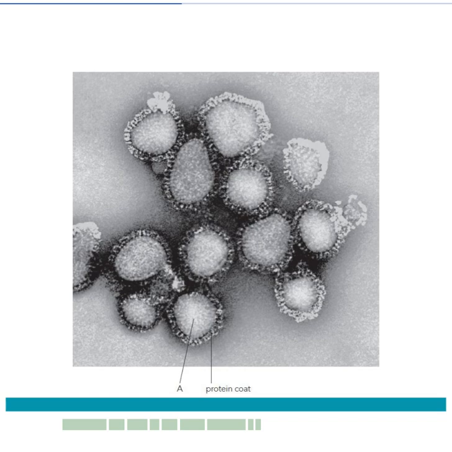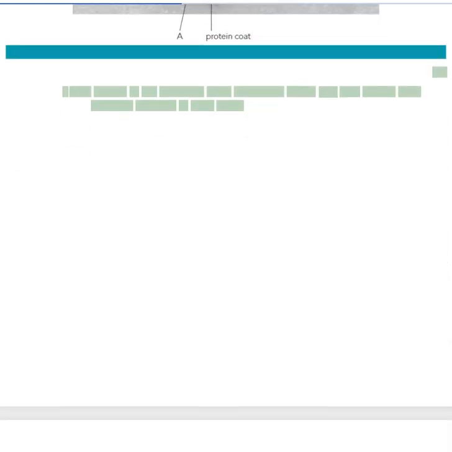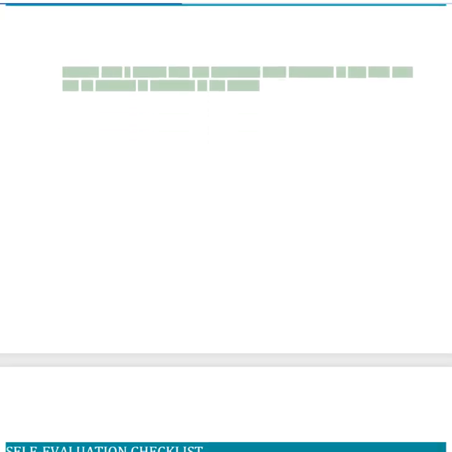A. Identify the part of the virus labeled A. B. New strains of the influenza virus frequently occur. The new strains have different proteins in their coats. Explain why a person who has recovered from influenza in one year may not be immune to influenza in the future.